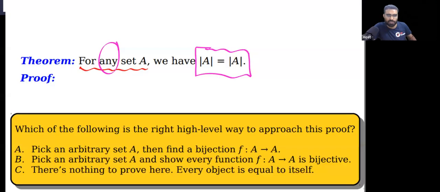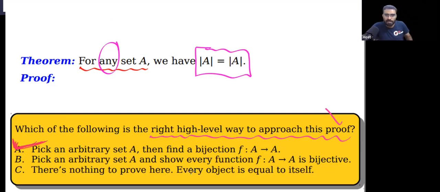So what will be the answer for this question? For every set, cardinality of A is equal to cardinality of A. Which of the following is the right way to approach this proof? How can you prove it? Which of the following is true? Find a bijection. Very good. So the answer will be option A.